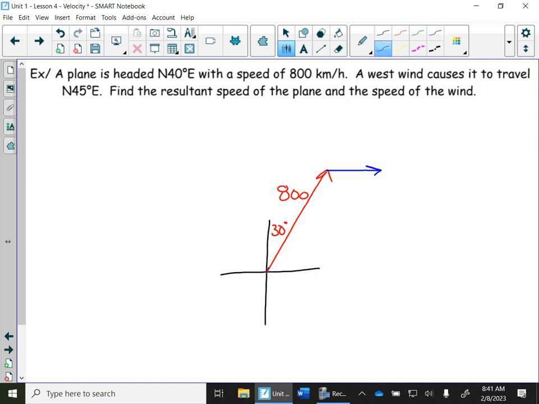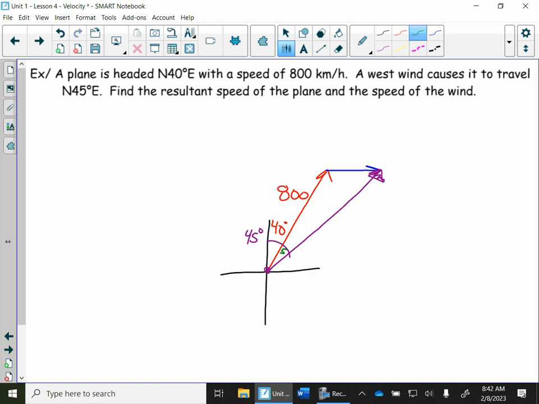So our plane is actually going here. That's our resultant. The angle is 45 degrees. Now using that, oh, actually that's not a 30, is it? My bad. That's a 40. And the angle inside the diagram is, well, 45 minus 40 makes 5. So this is a 5 inside.